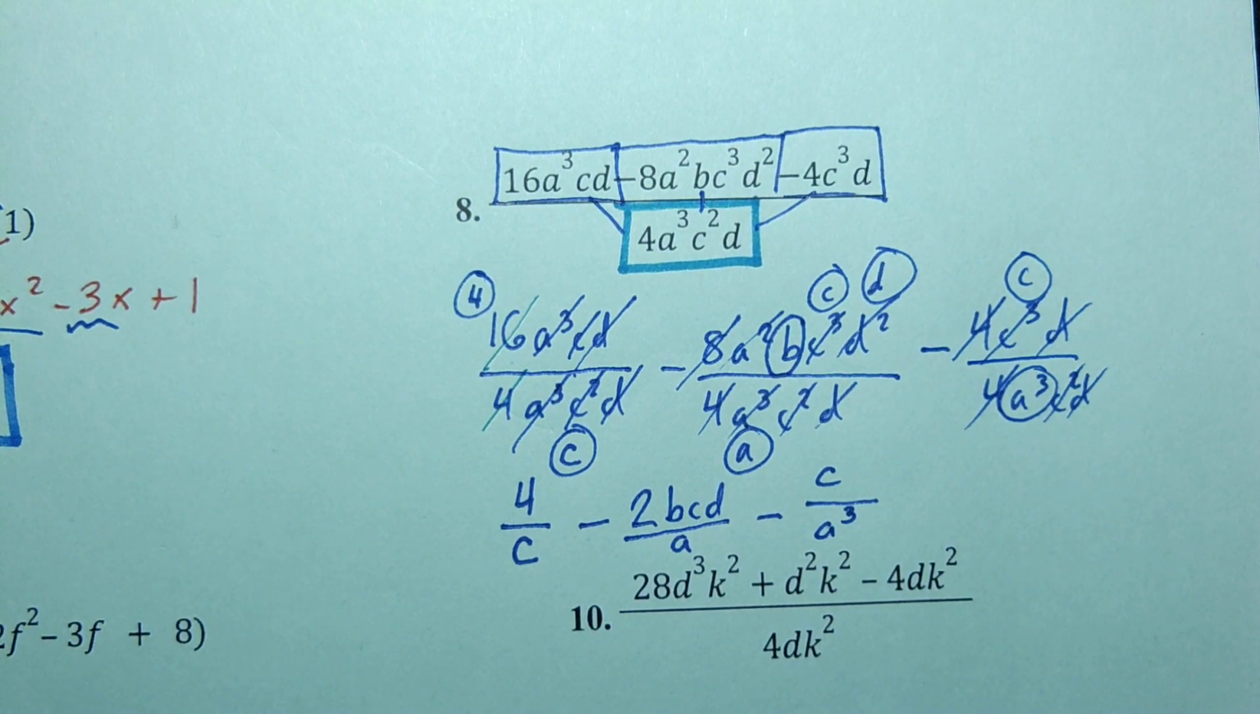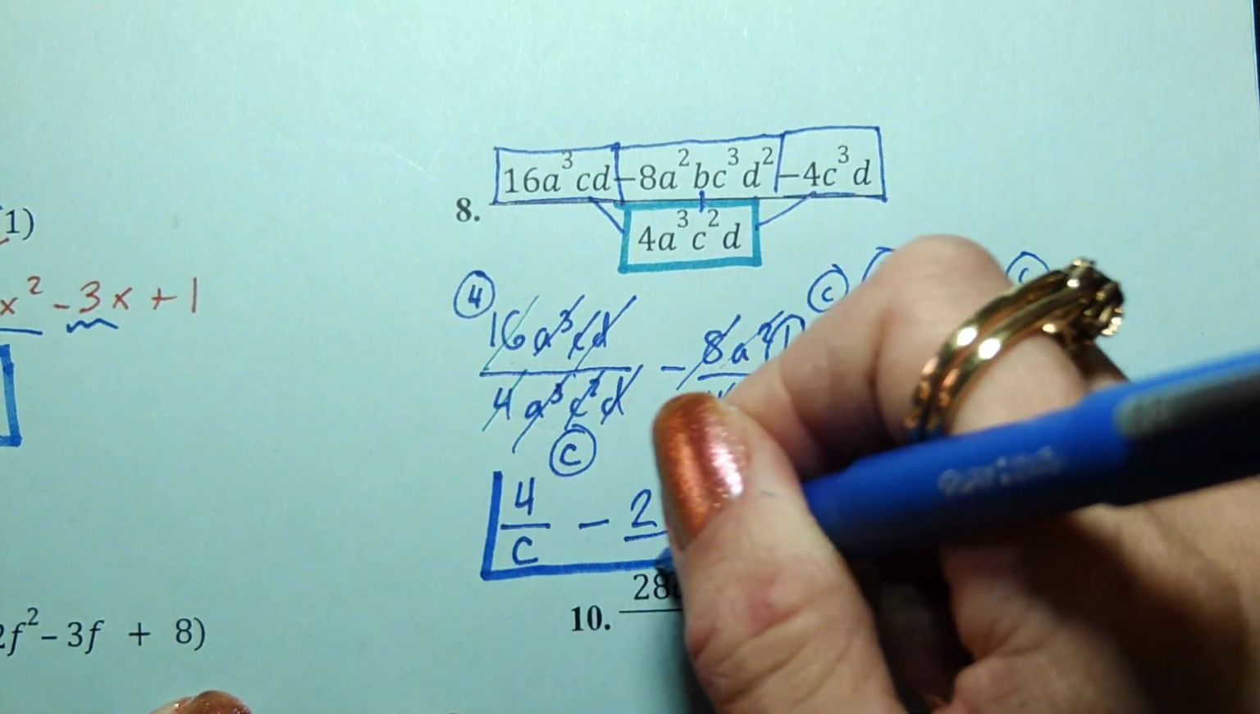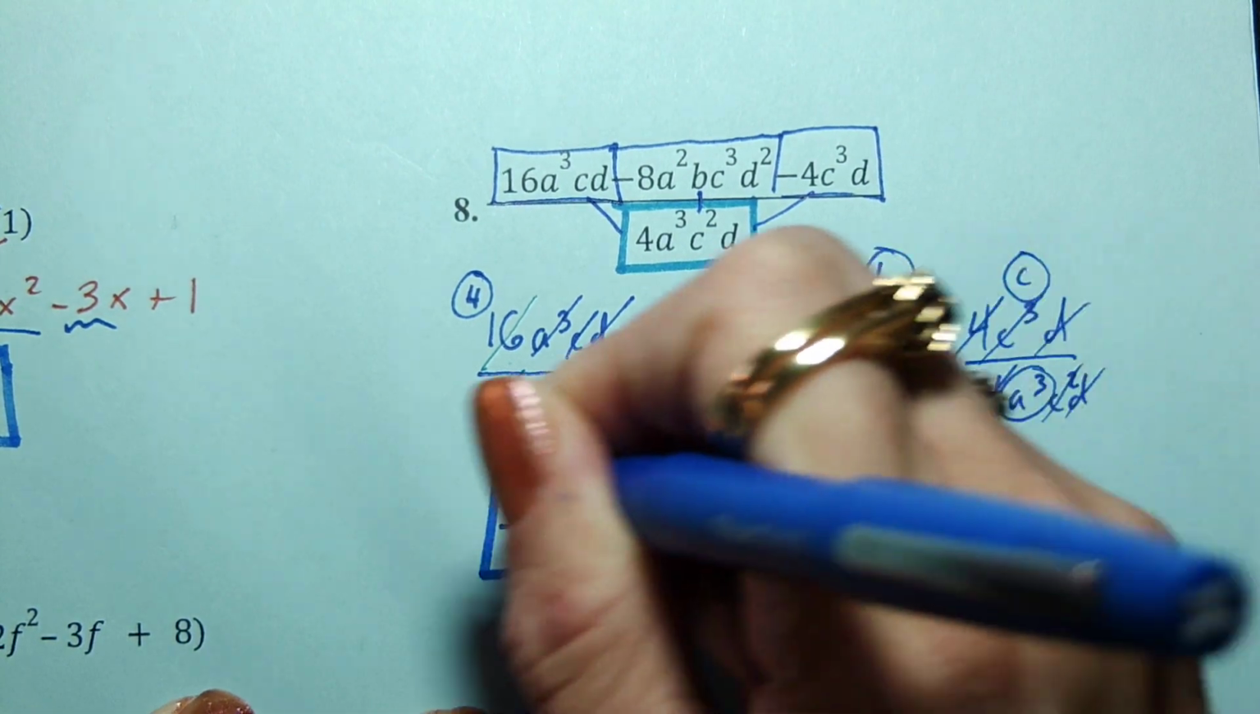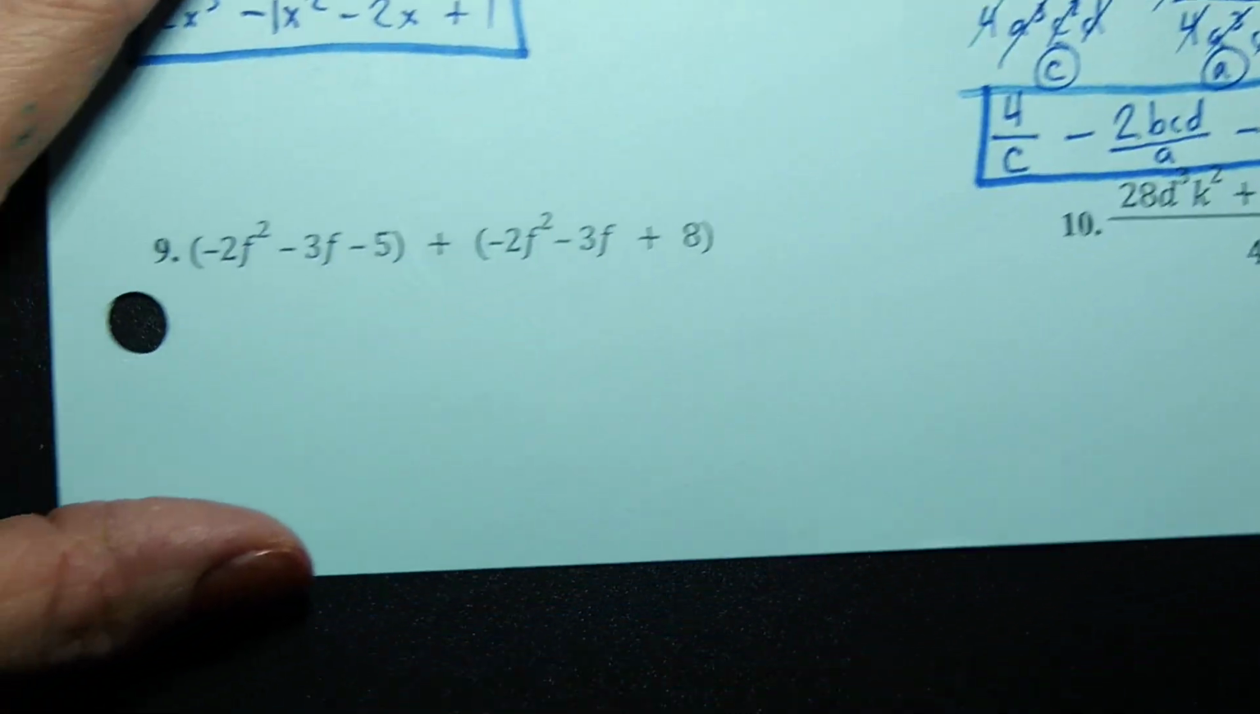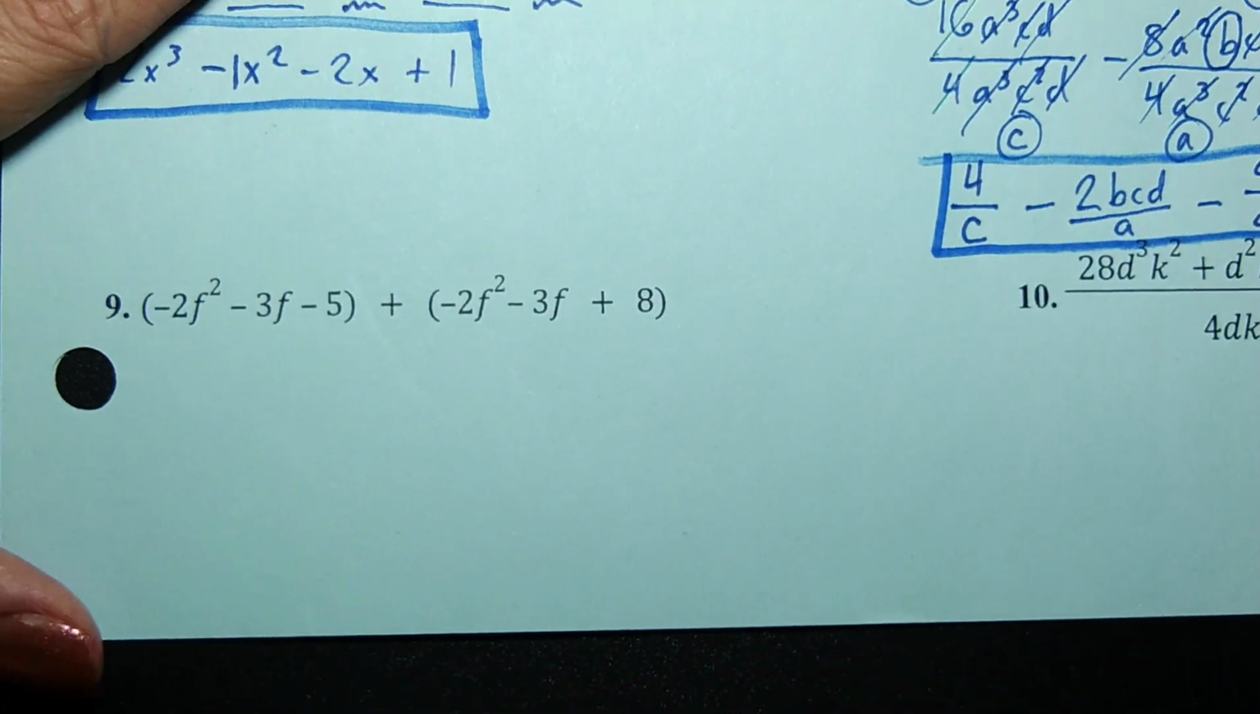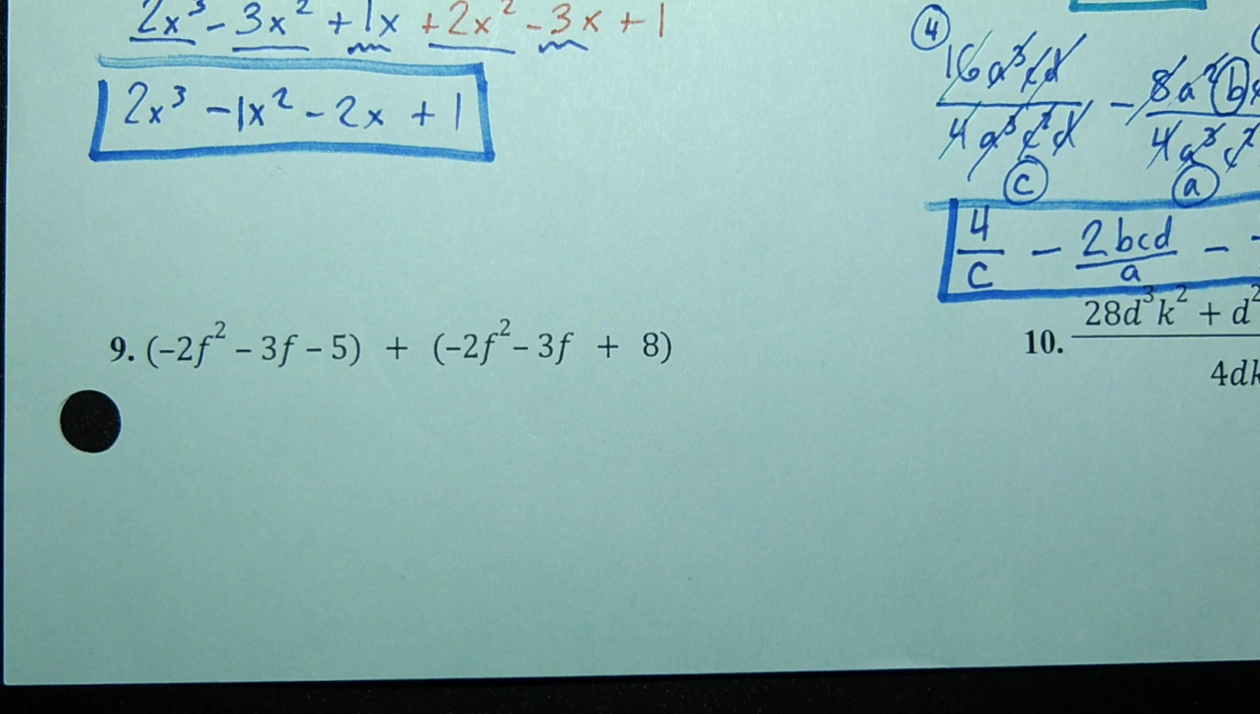C over A cubed. How do we do? Good. Super. Immaculate. All right, folks. I think you can go ahead and try the bottom two. But before you get too far on number 9, is that foiling?